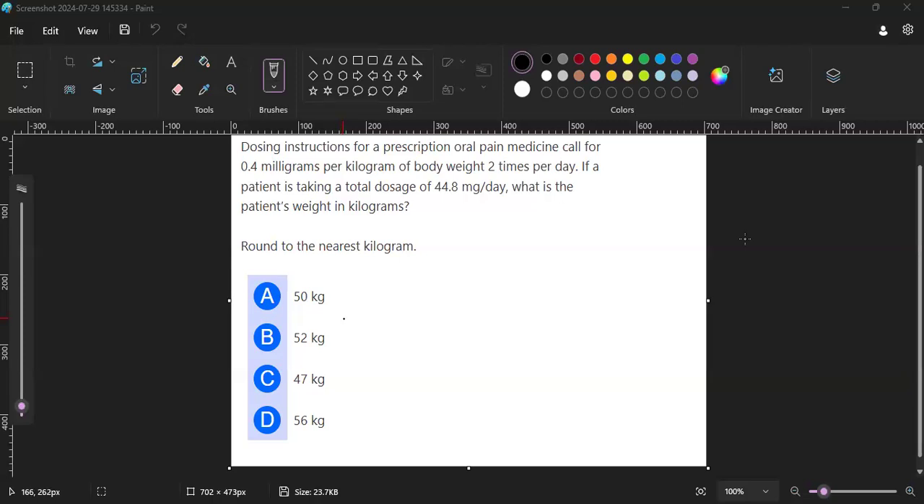So we can just think of this logically. Okay, if a patient's taking 0.4 milligrams twice a day, that means they're taking 0.8 milligrams per day per body weight, right? Because it says 0.4 milligrams per kilogram of body weight. If they're doing that twice a day, that means they're taking 0.8 milligrams, with 2 times 0.4, it's 0.8 milligrams, right, per day, right? So we have our ratios now. Let's go to the whiteboard and figure out what the answer is. They also say round to the nearest kilogram. Okay, so we're going to round the answer off to the nearest kilogram. Let's go to the whiteboard.